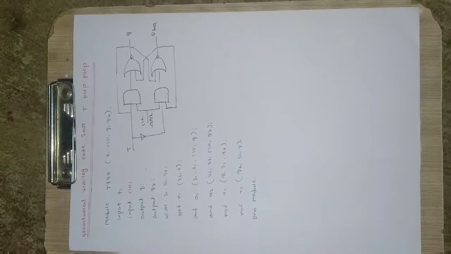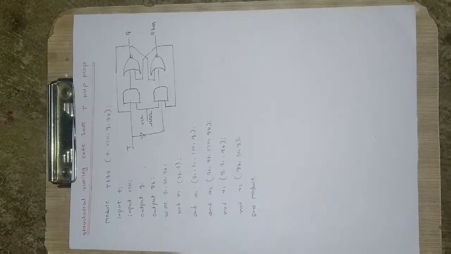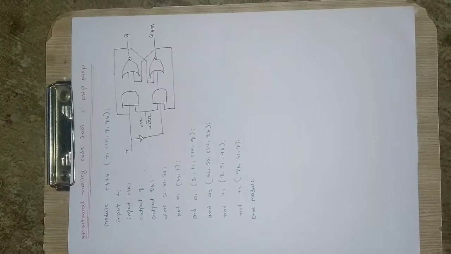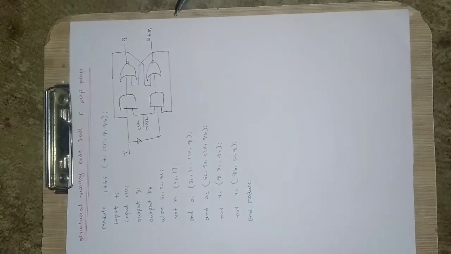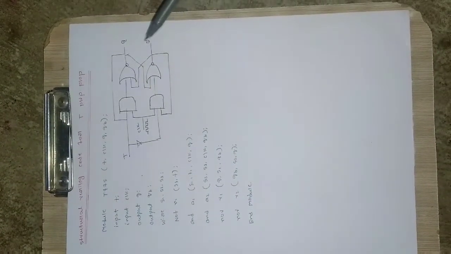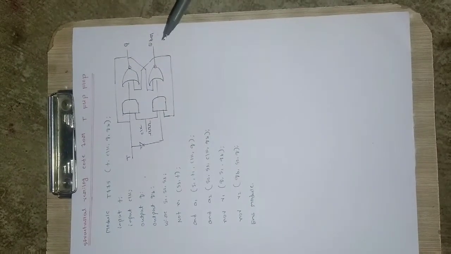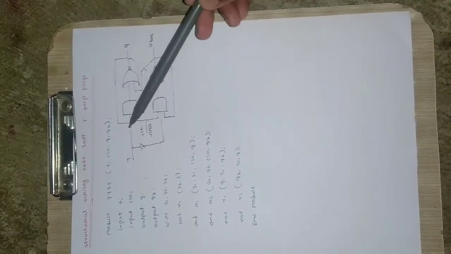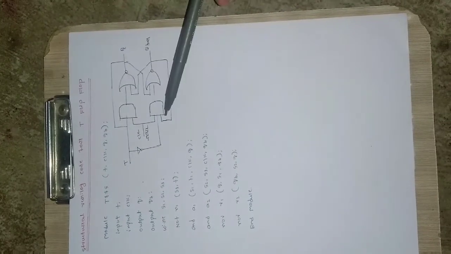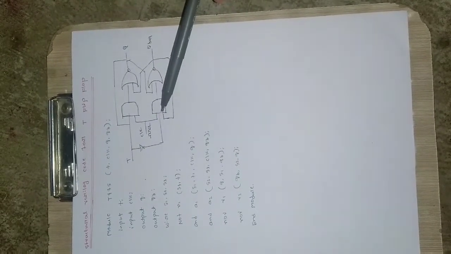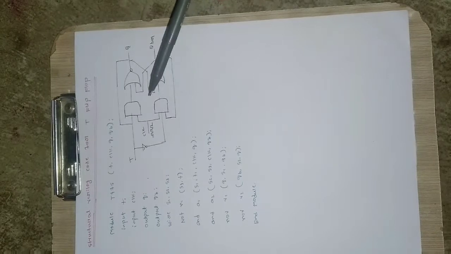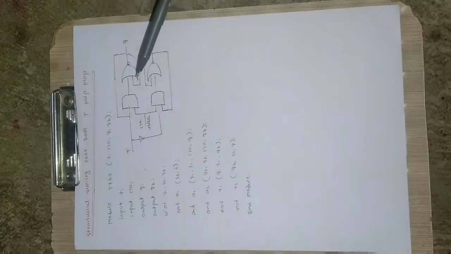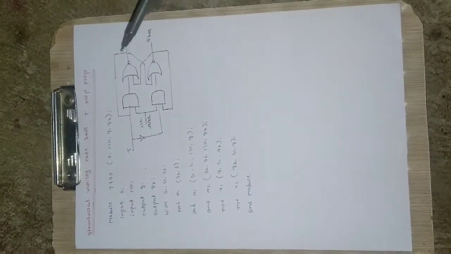Hey everyone, in this video we are going to talk about structural Verilog code for T flip-flop. So we have got a T flip-flop here. This is basically the modified version of SR flip-flop, you can say. In case of SR we will be having S and R input. But in case of T, that is toggle flip-flop, the output will be changing from 0 to 1 and 1 to 0. That is, it is continuously changing. So that's why it is called a toggle flip-flop.